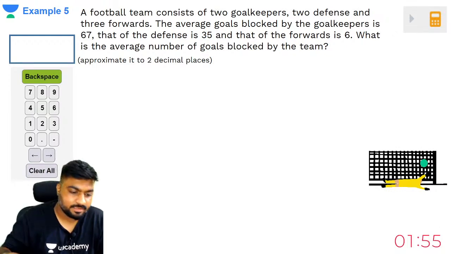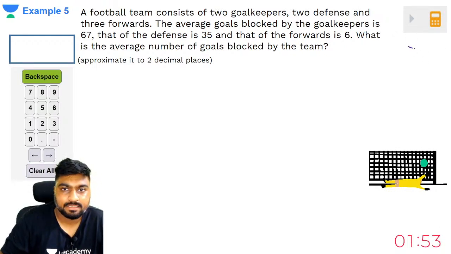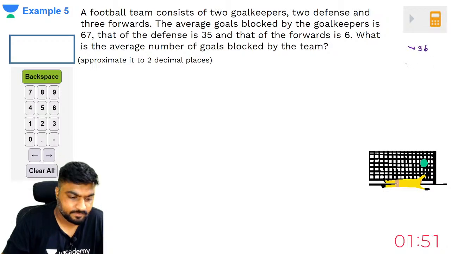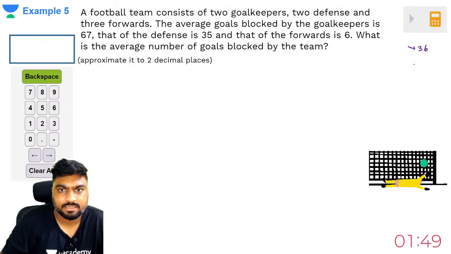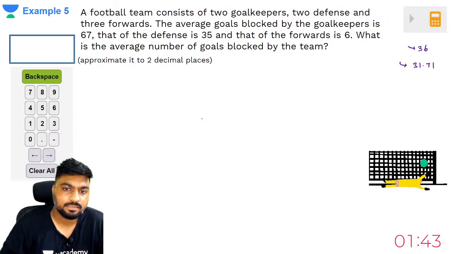Okay, we have answers. Beneath says 36, Shreyashi says 31.71, okay, two different answers. Others?